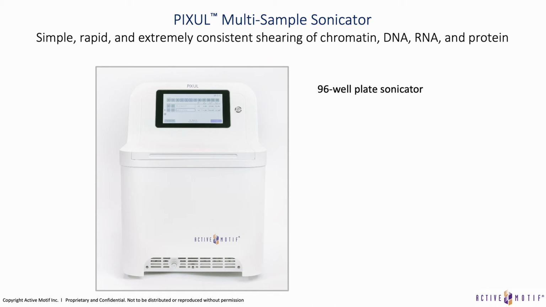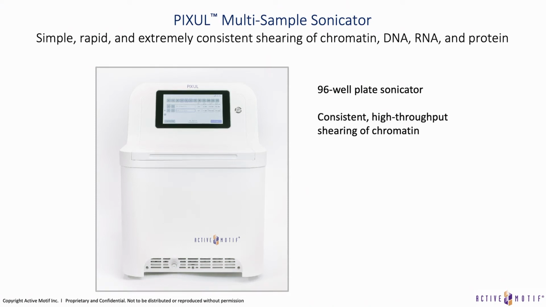So in theory, you can do 96 samples all in the same run, which is really amenable to clinical translational medicine, as they will need to process a large number of samples simultaneously to generate the material necessary for their experiments. It is a consistent and high throughput method of shearing chromatin. You can do multiple parameters in one run. The plate has 12 columns, and each column is controlled by its own pair of conductors, which means that each column can run on its own protocol.